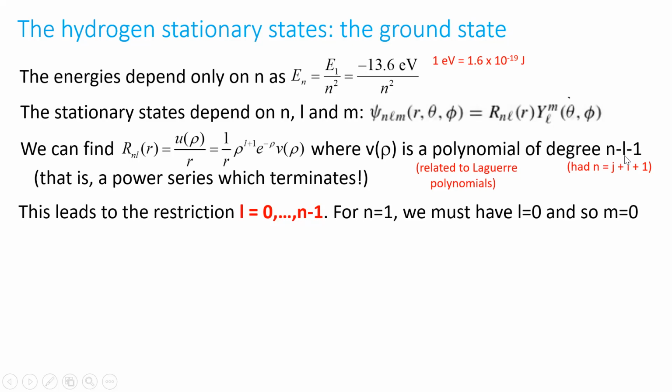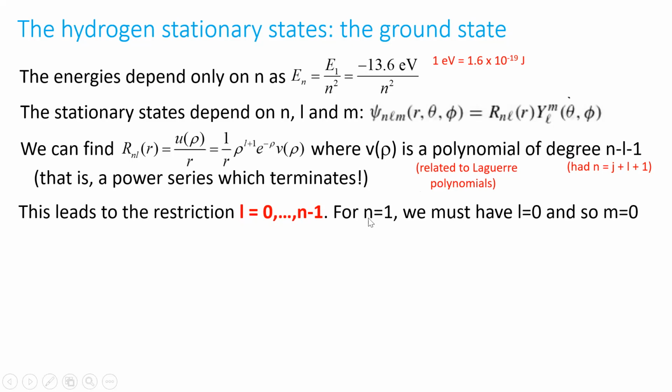Okay, so for n equal, if L was bigger than, this can be written as n minus 1 minus L. If L was bigger than n minus 1, this would be a negative number. And we can't have a negative number for the degree of a polynomial. So the biggest L can get is n minus 1. So n minus L minus 1 would then be 0. So L is restricted. According to the angular equation, it can be any integer, 0 up to infinity. But here, it can only go up to n minus 1 to keep this polynomial with degree 0 or higher.